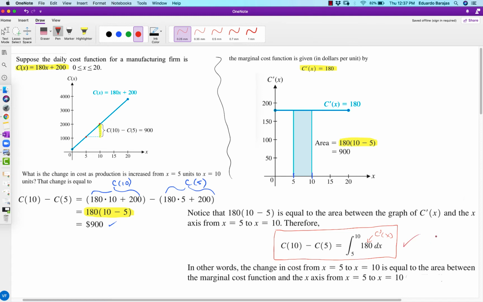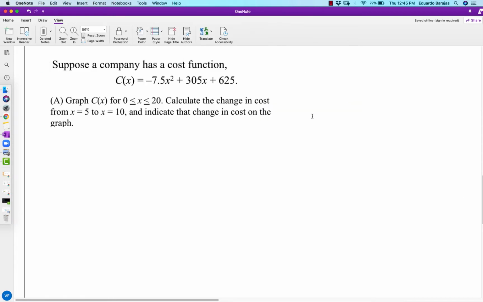Let's look at one more example. Now suppose a company has a cost function that's a little bit more complicated. Let's say it's equal to this: C of x equals negative 7.5x squared plus 305x plus 625. So part A, graph C of x for x between 0 and 20, and then calculate the change in cost as x changes from 5 units to 10 units, and indicate that change in the cost on the graph.